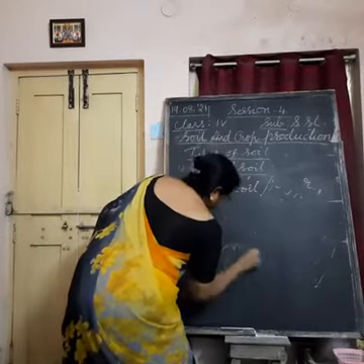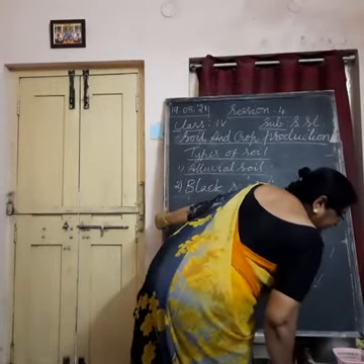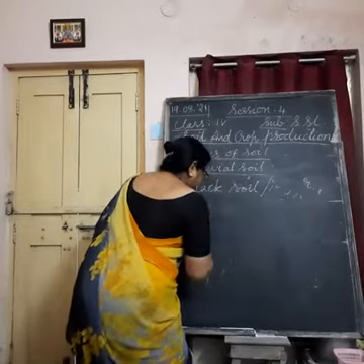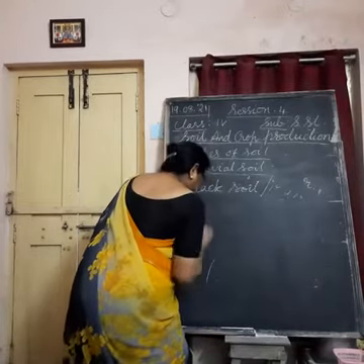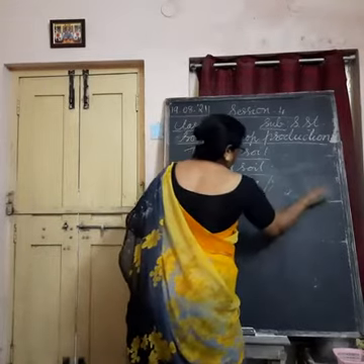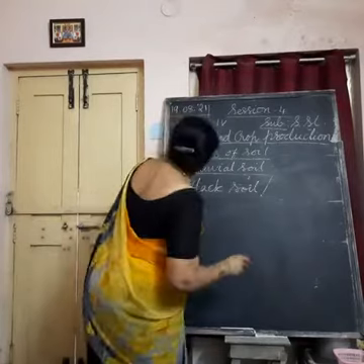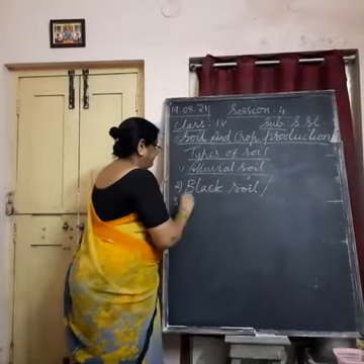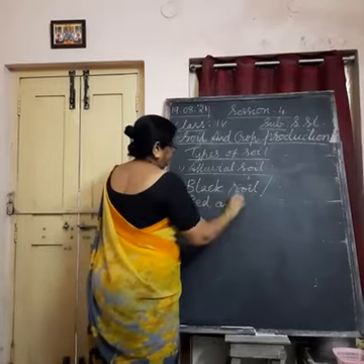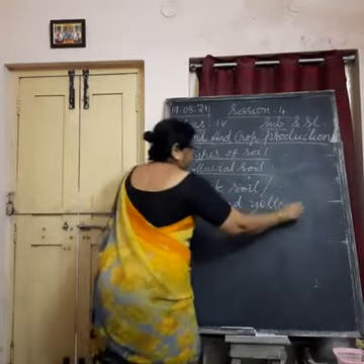Next comes, along with cotton, sugarcane is also grown in this type of soil because sugarcane needs a lot of water for its growth. Okay. Next comes red and yellow soil.